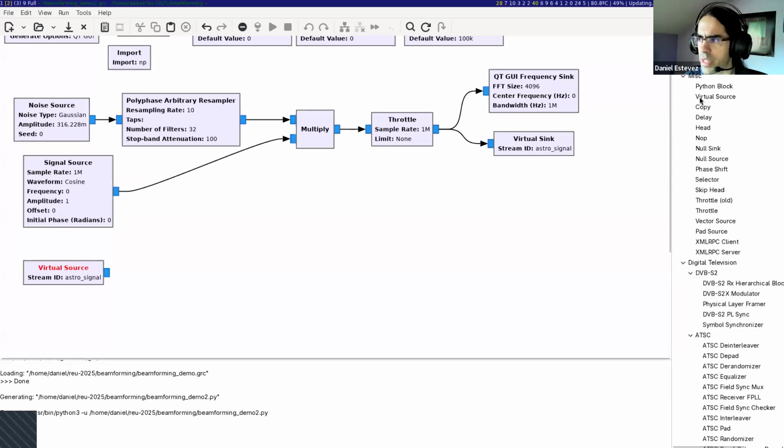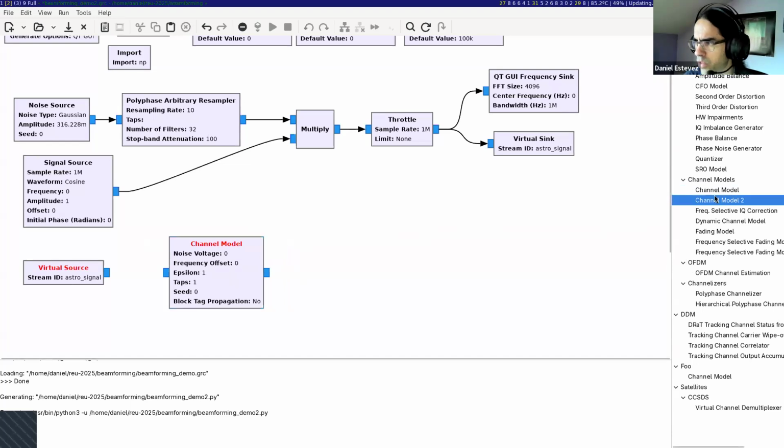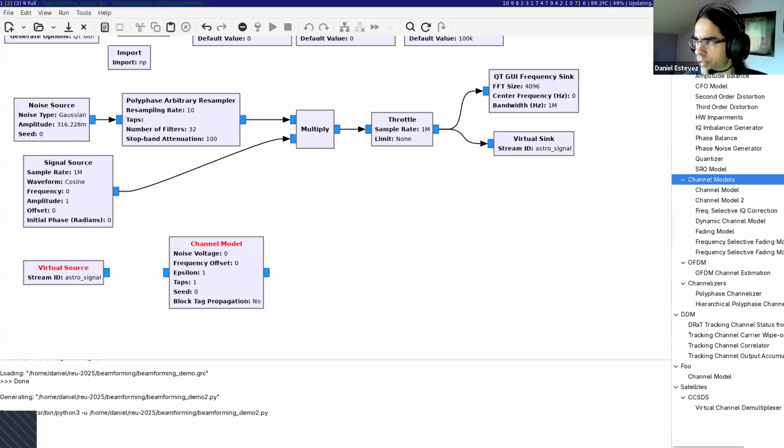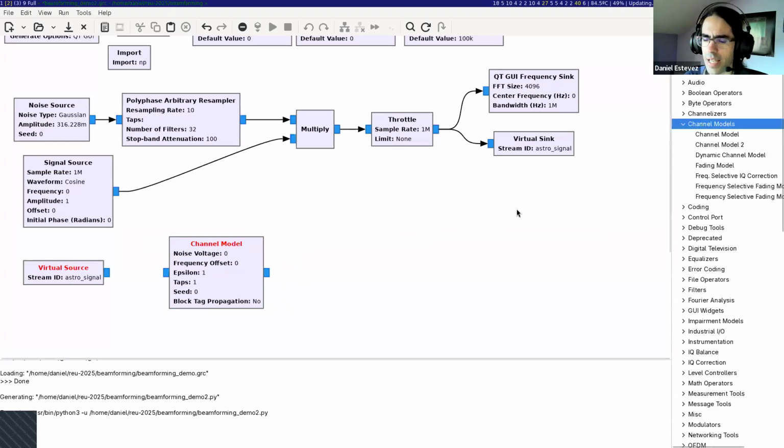Great. So there's something called channel model in GNU Radio. And you can see there's channel model. There is also channel model 2, and there is a whole category of channel models. And channel means anything that happens between a transmitter and a receiver.